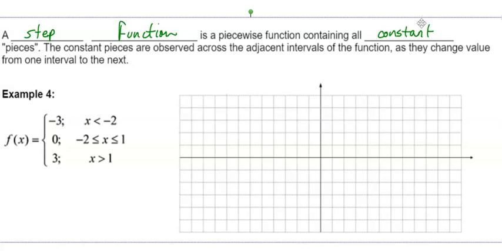So if you look at this first example, you've got 3 pieces. So this is still a three-piece piecewise function. However, what you're going to notice when we graph these segments is it's sort of going to look like steps, hence step function.